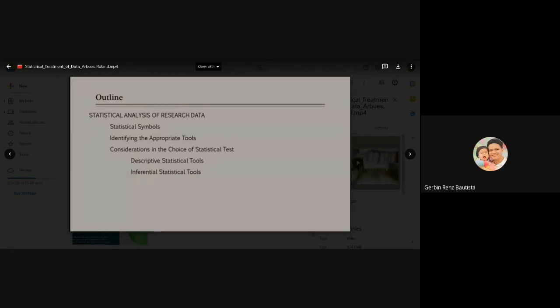I will begin by orienting the viewers of the different statistical symbols. It will be followed by knowing the considerations in identifying the appropriate tools used in research analysis. And then I will discuss the considerations to choose from in which statistical tests will be conducted. These are either descriptive or inferential, depending on the nature of the research.